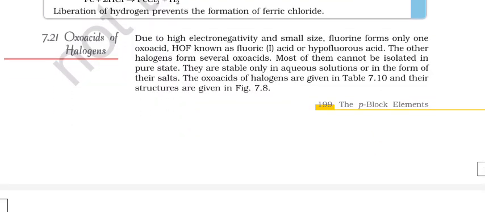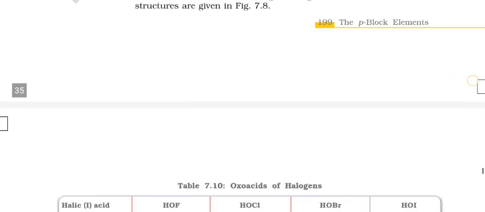Oxoacids of halogens. Due to high electronegativity and small size, fluorine forms only one oxoacid, HOF, known as fluoric acid and hypofluorous acid. The other halogens form several oxoacids. Most of them cannot be isolated in the pure state. They are stable only in aqueous solution or in the form of their salts. The oxoacids of halogens are given in Table 7.10 and their structures are given in Figure 7.8.